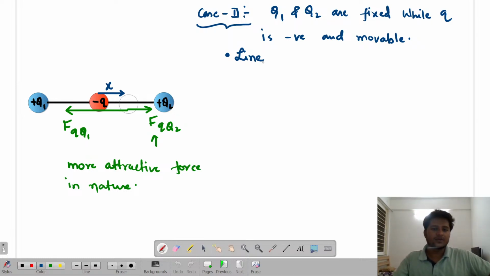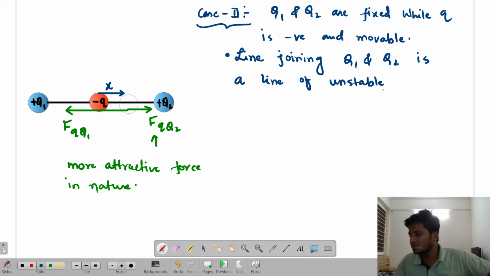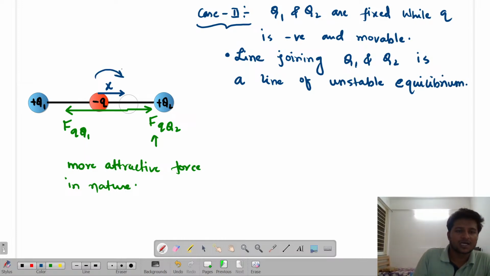So this is why this line joining Q1 and Q2 is a line of unstable equilibrium, because if I put the charge minus Q, it is not able to return back to its original case. Are you able to get me or not? The simple point is that this attractive force is more, so it will keep getting pulled this way, because the attractive force on the other side keeps decreasing again and again. Okay.